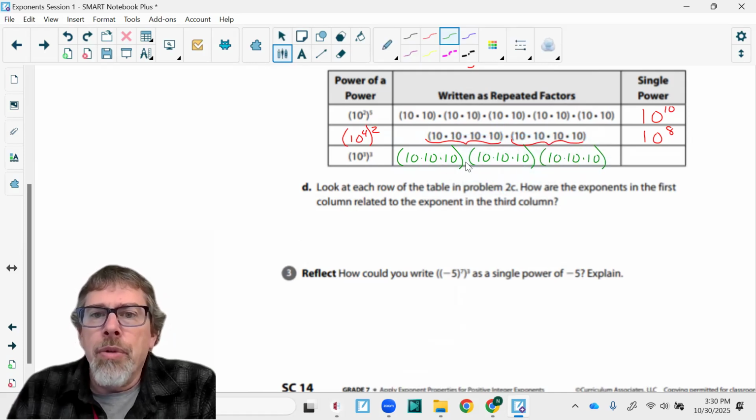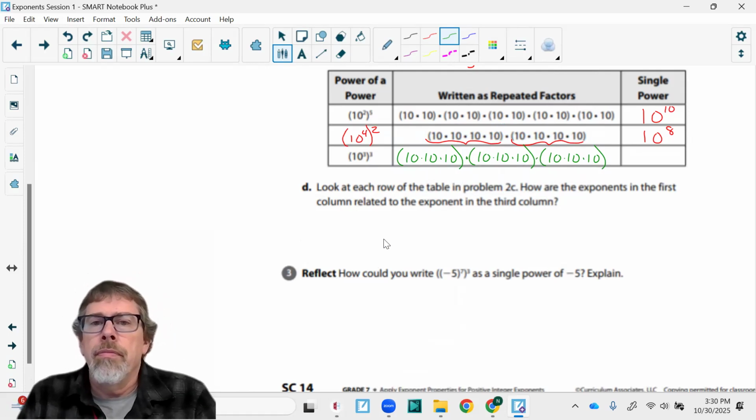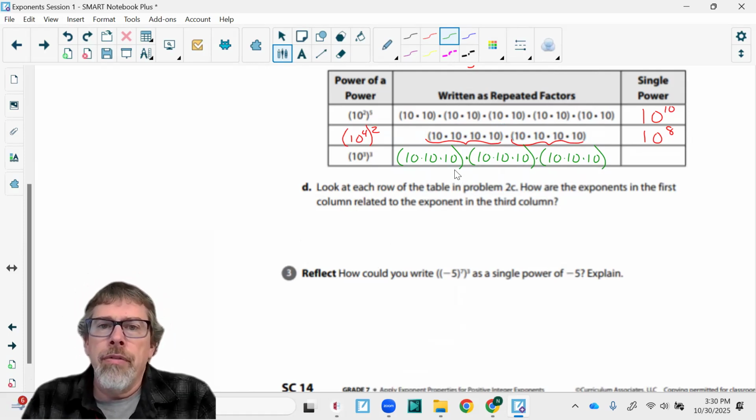Okay. So then it's this. Okay. 10 to the third. There's just 3 10s multiplied, 10 times 10 times 10, and then do that 3 times. And now we have a total of 9 10s.